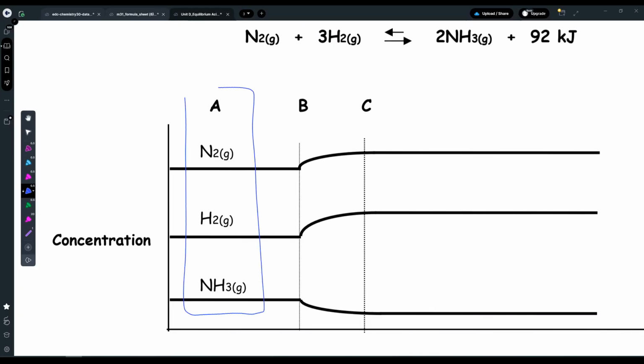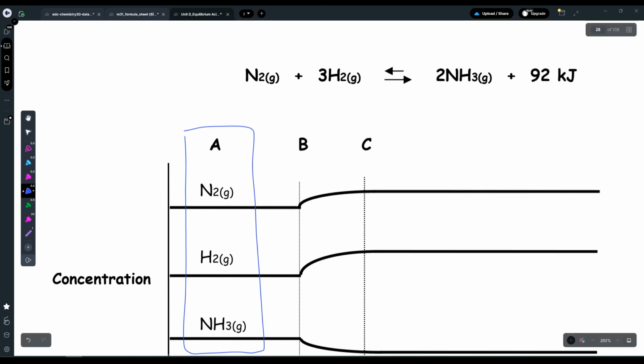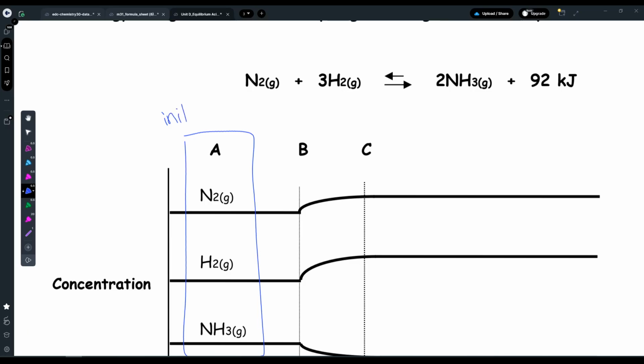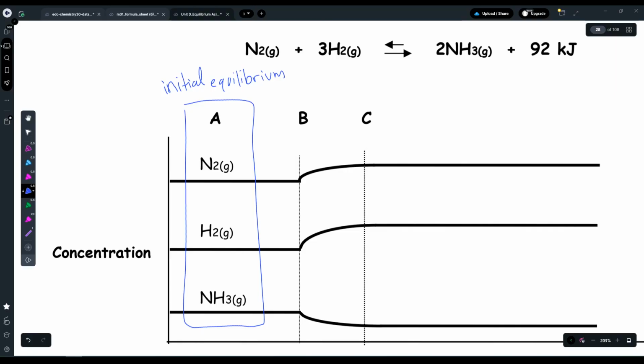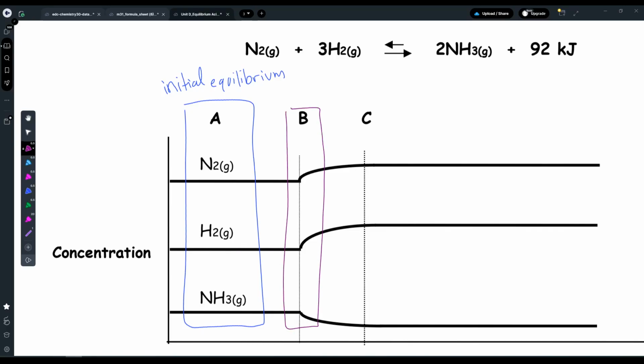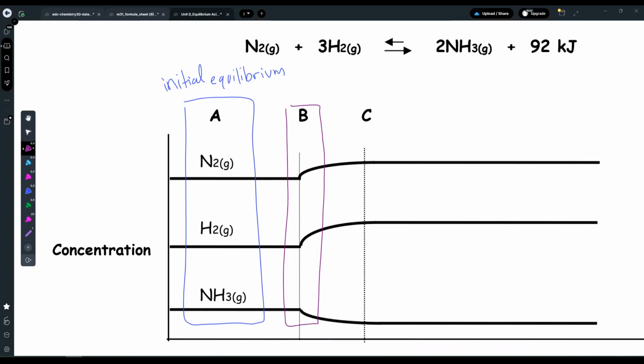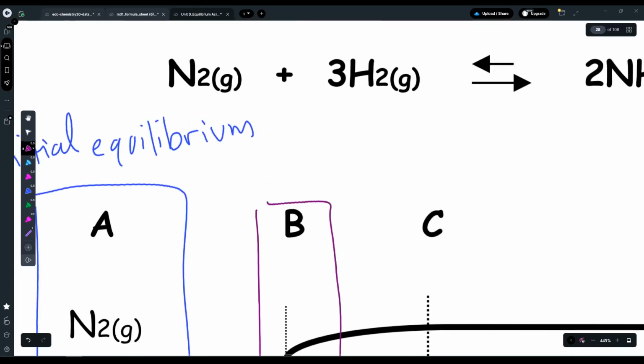So A, that's this area here. So it represents the initial equilibrium that the system is at. Okay, and at point B, that represents the stress being applied. And in this case, since all of the changes are gradual, that's how you know for sure that heat is being changed.